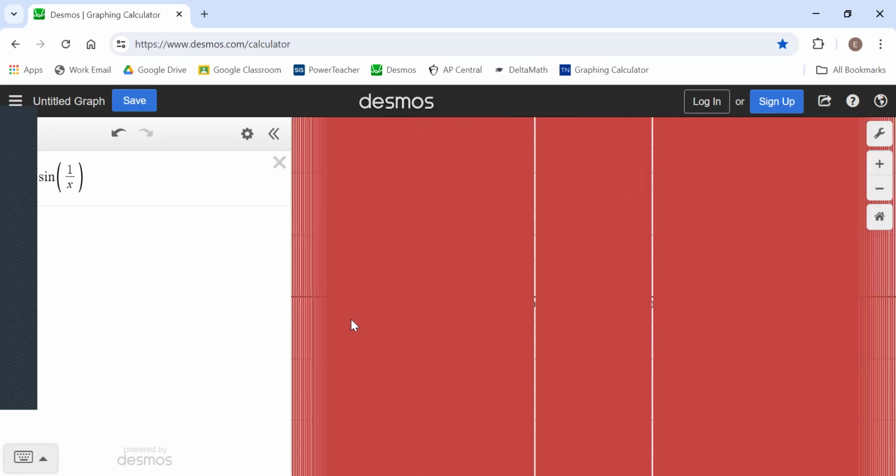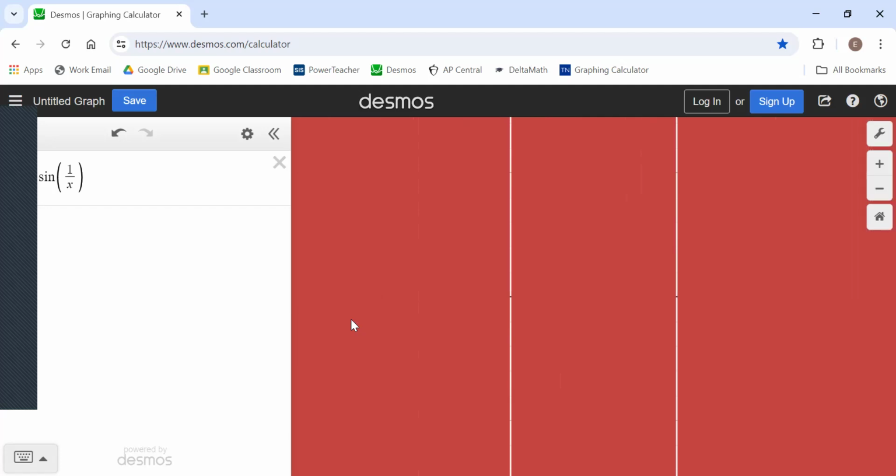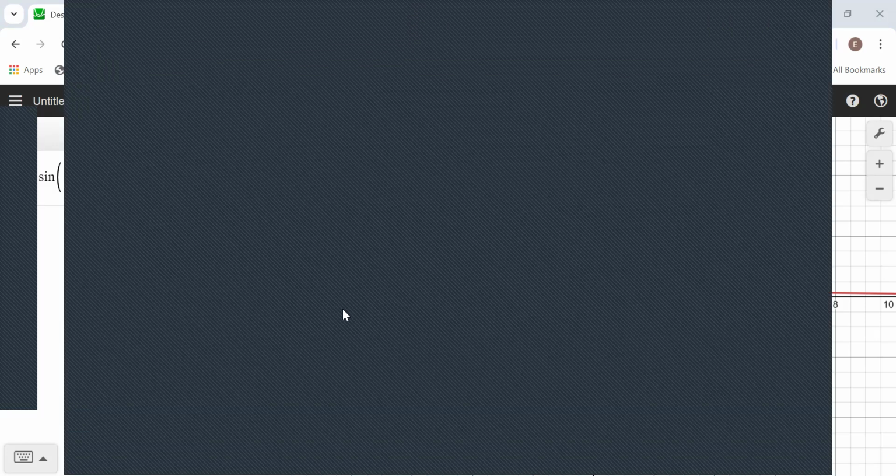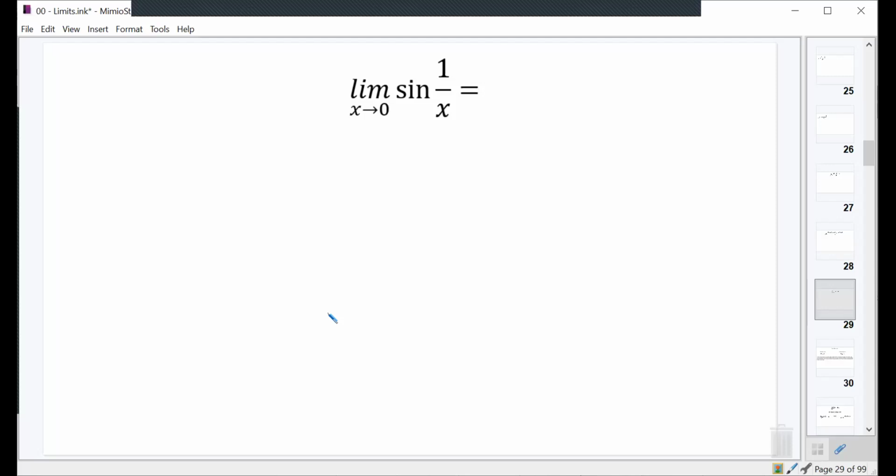If I zoom in far enough, it just looks like a big red blob, because I've had Desmos graph this in red. So it looks like this function is going up to 1 and down to -1, maybe even an infinite number of times as the values of x get closer and closer to 0. So let's see if we can use some of our good old algebra skills to show that that's actually what's happening, that it is actually doing this an infinite number of times.